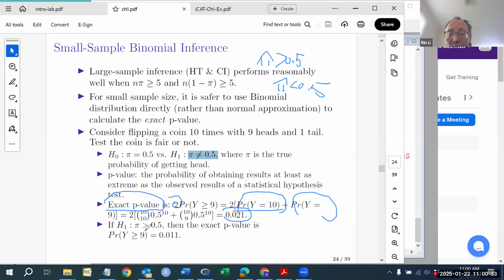Okay, but if the alternative is one-sided, then the exact p-value is just one side. We don't have to multiply by 2. So it will be 0.011.